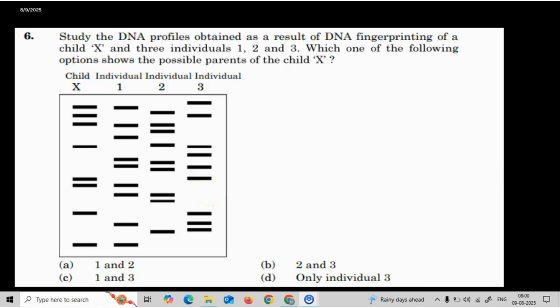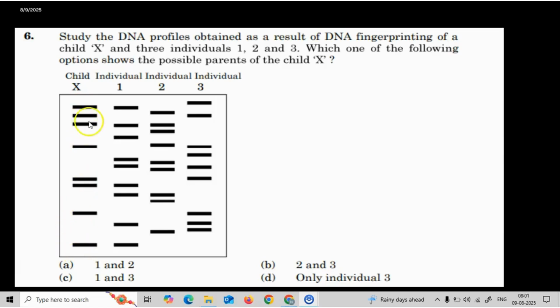We will discuss the sixth question onwards from the previous year questions 2023. See this DNA profile in which one child is there, called X, and there are 1, 2, 3 individuals. From it we have to select who is the parent of X. For that we have to compare the DNA profile. For that, just take each band of the child into consideration.